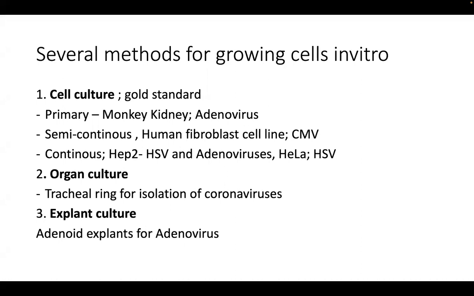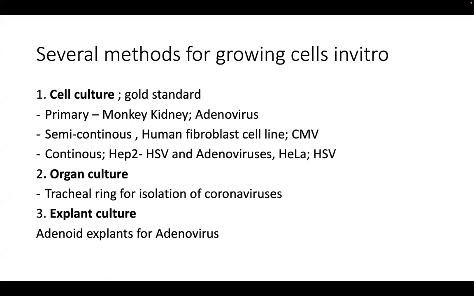So that's why tissue cultures are preferred, and tissue cultures can either be a cell culture, organ culture, or explant culture. Cell cultures are the gold standard. Organ cultures include the use of tracheal rings for isolation of coronaviruses, and explant culture, for example, uses adenoid explants to isolate adenoviruses.